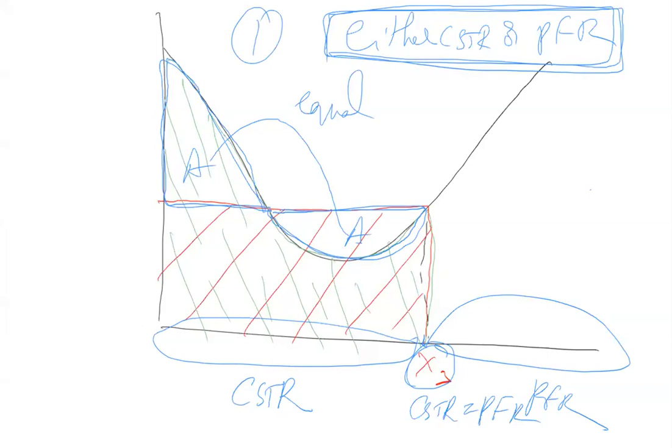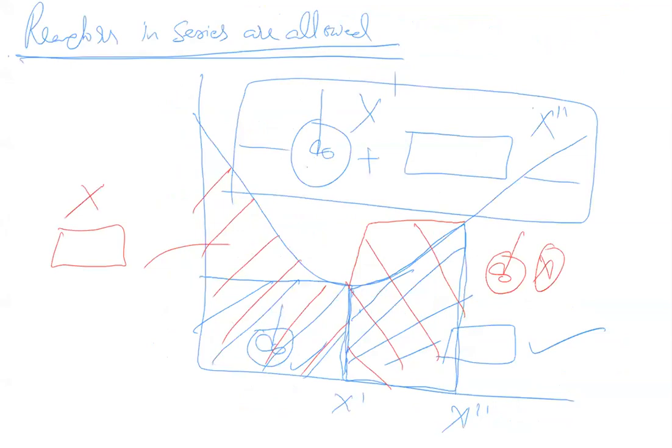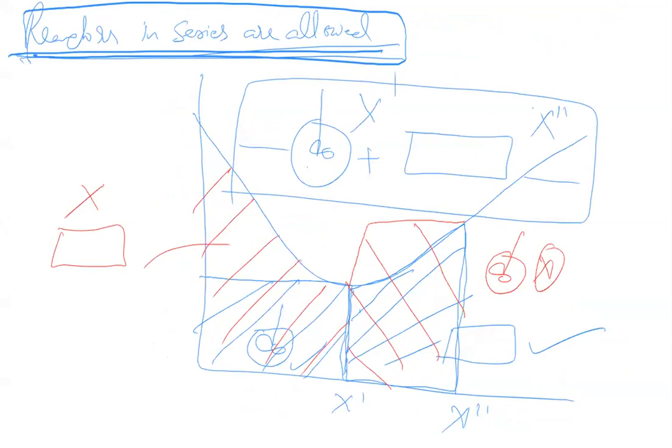Then if reactors in series are allowed, up to X prime you should select a CSTR. Beyond X prime you should select a PFR. Clear? Just spend two minutes.